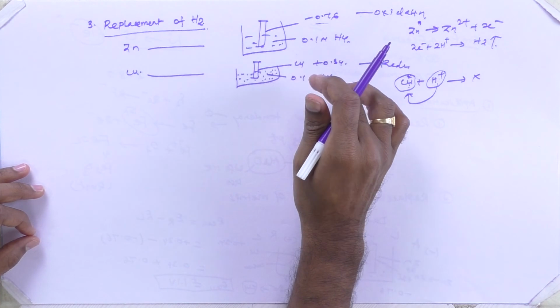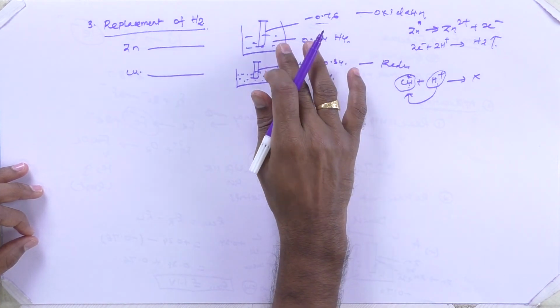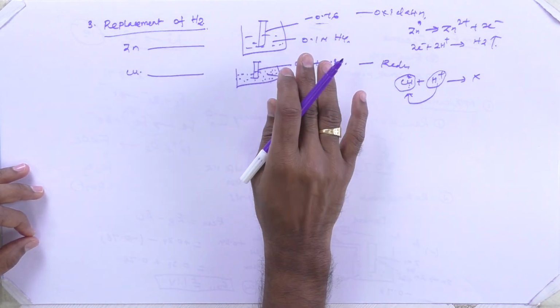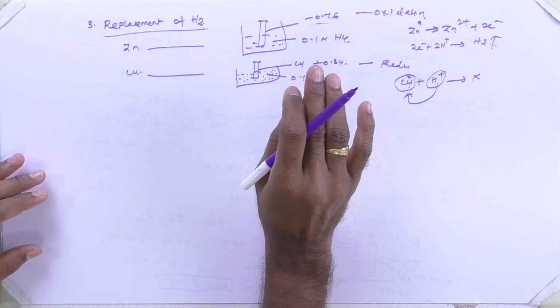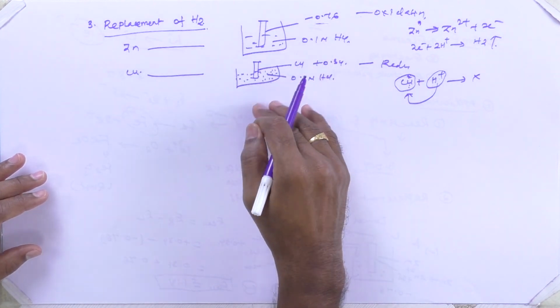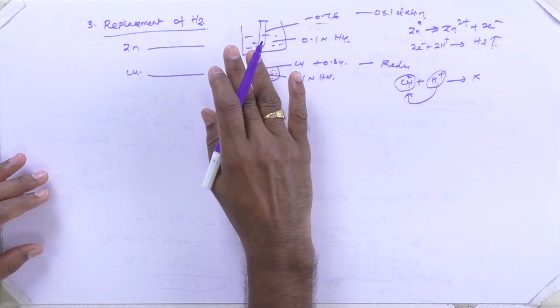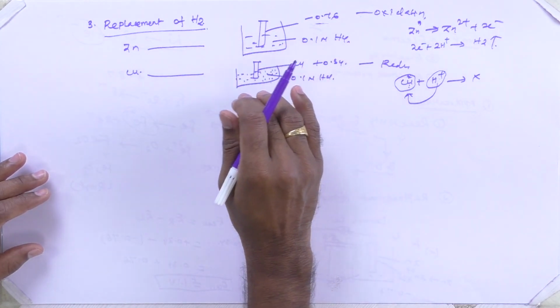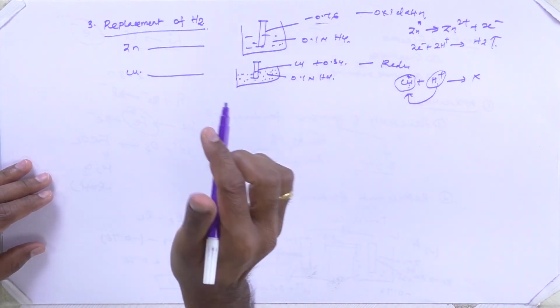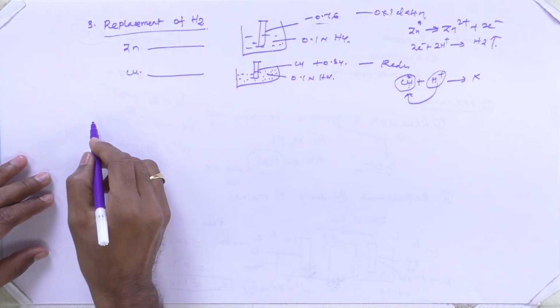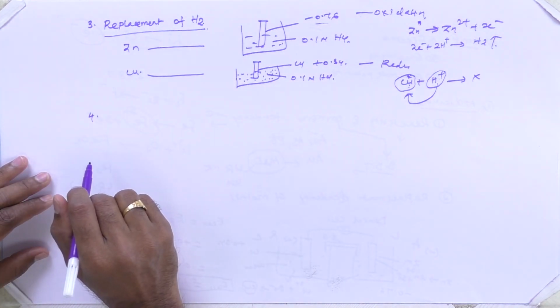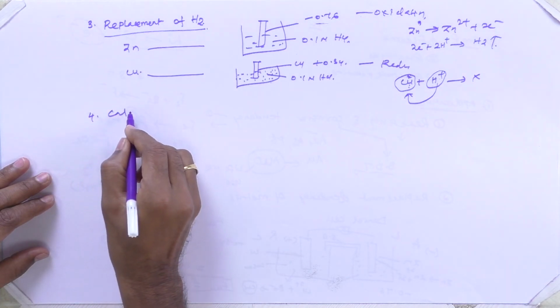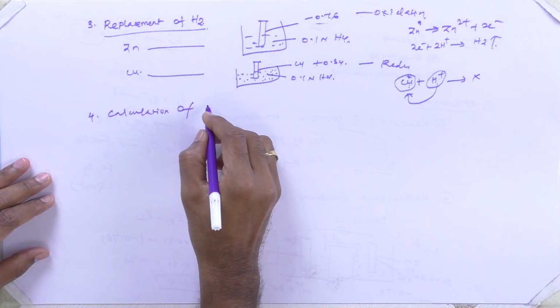So this tendency can be determined from the position of the metal in the electrochemical series, or in other words, we can claim that if the metals are placed above hydrogen, they will try to replace hydrogen from the H+ solution, and the metals which are placed below hydrogen do not replace hydrogen from the H+ solution. So this is going to be the third application. And the fourth application of the electrochemical series is going to be the calculation of the equilibrium constant.